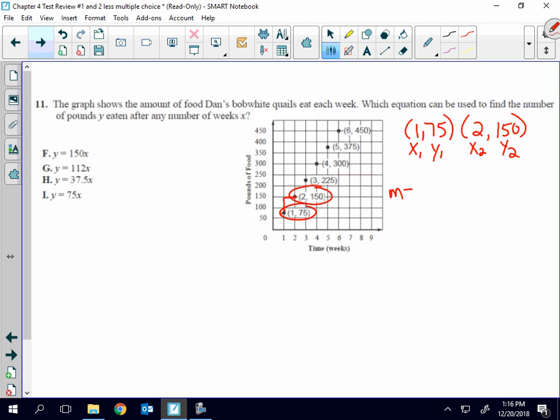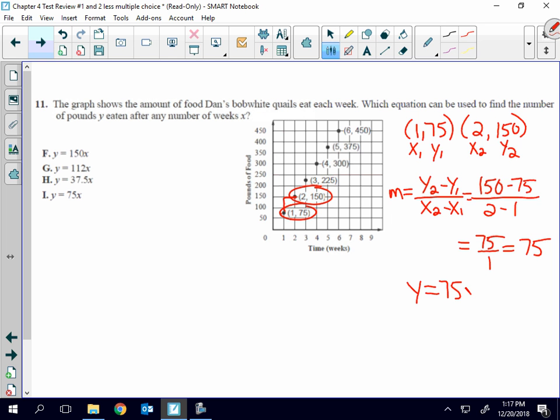And we know the slope formula is y2 minus y1 over x2 minus x1, and then you just plug it in. Y2 is 150 minus y1, which is 75, over x2, which is 2, minus x1, which is 1. 150 minus 75 is 75. 2 minus 1 is 1. So this is just 75. So that's our slope. Y equals mx, which is answer 9.